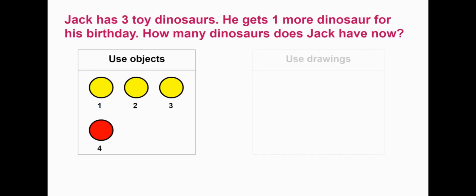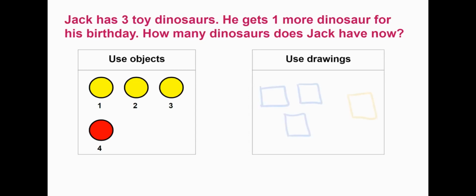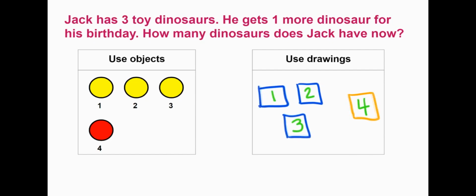A student may also use drawings to represent this math story. A student might say, I drew 3 blue squares for the 3 dinosaurs Jack had. Then I drew an orange square for the dinosaur he got for his birthday. I counted all the squares together. Jack has 4 dinosaurs.